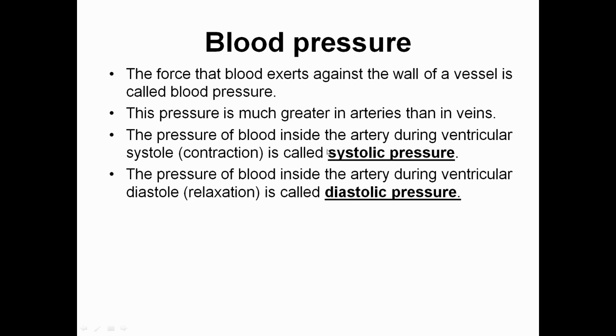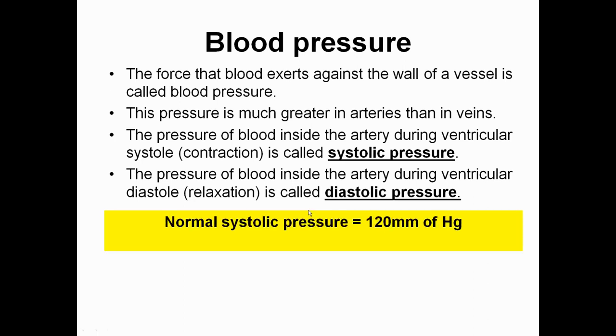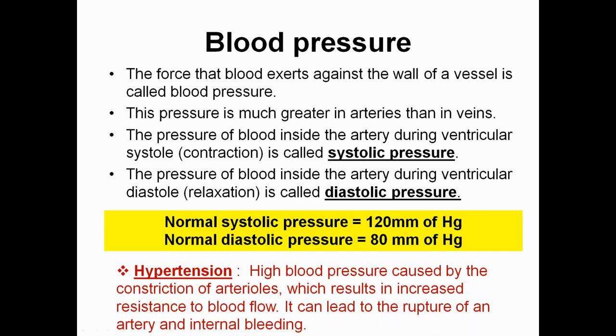The pressure of the blood inside the artery during ventricular systole is referred to as systolic pressure. The pressure of blood inside the artery during ventricular diastole is referred to as diastolic pressure. Now, the normal systolic pressure in a healthy human being is 120 mm of mercury, and the normal diastolic pressure is 80 mm of mercury. What is hypertension?